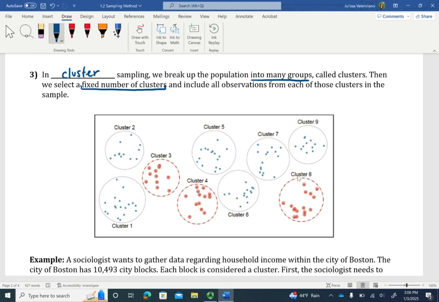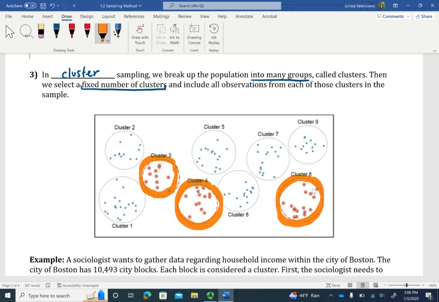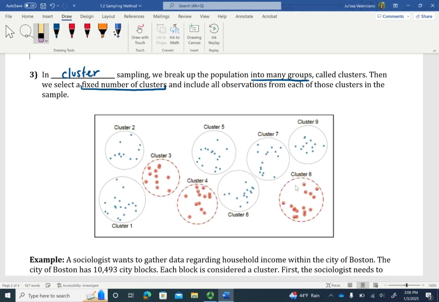We have a total of 9 clusters. Which clusters were randomly selected? Well, it seems like cluster number 3, cluster number 4, cluster number 8 were randomly selected. So the individuals inside these groups are going to be part of our sample. All other clusters are not going to participate, okay? So that is the main difference between the previous sampling method. The difference between stratified sampling and cluster sampling is that in stratified sampling, you're selecting individuals within each group. In cluster sampling, you're selecting groups, and you're randomly selecting groups.